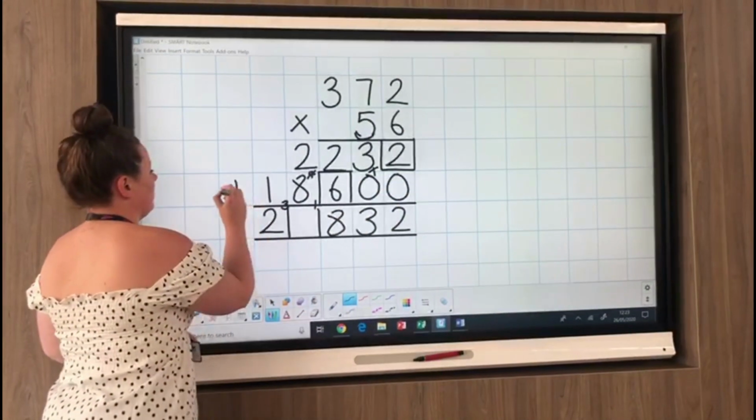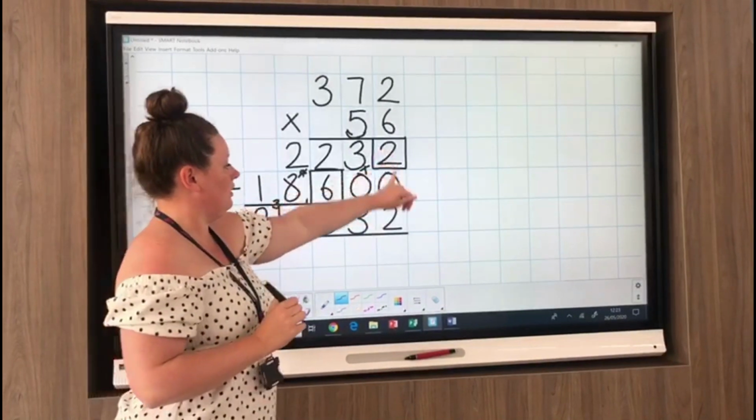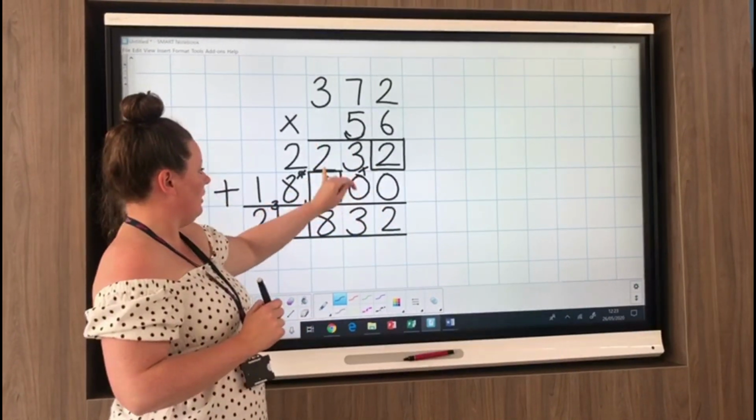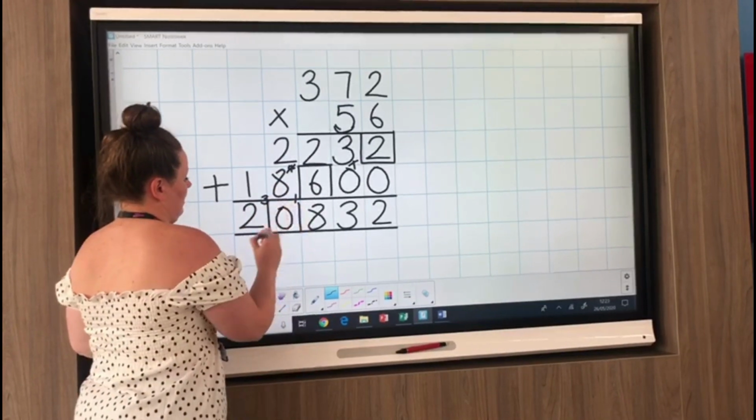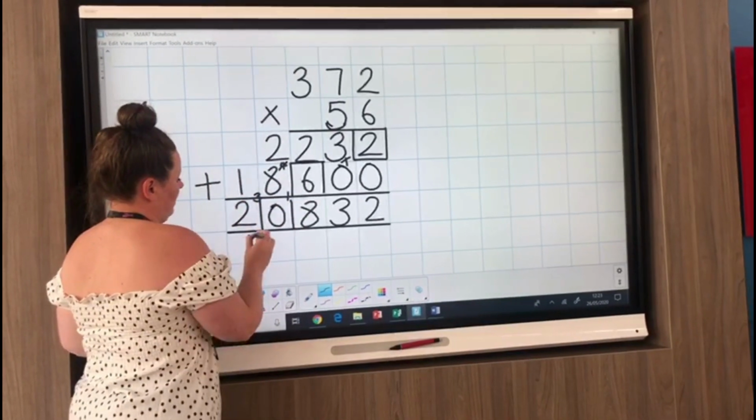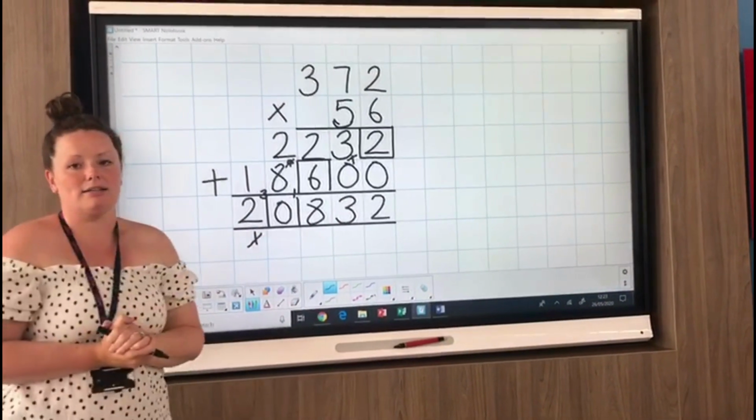Remember then now, we're going to add these digits together. 2, 3, 8, 2, add 8 is 10, and 1, add that 1 then we've just carried is 2.